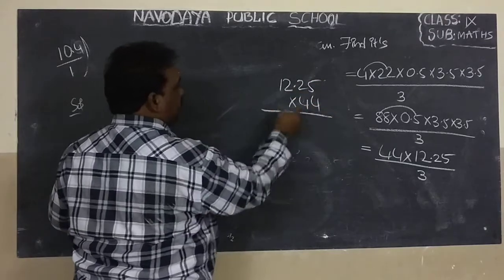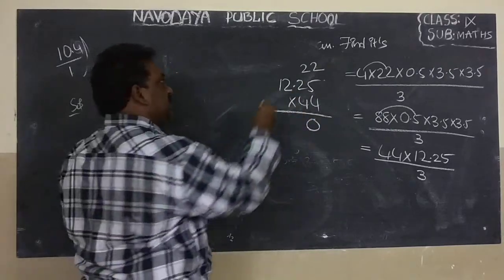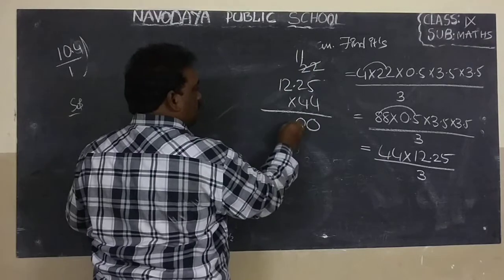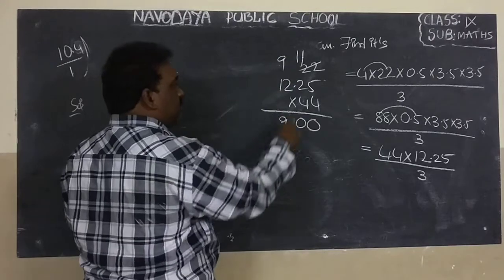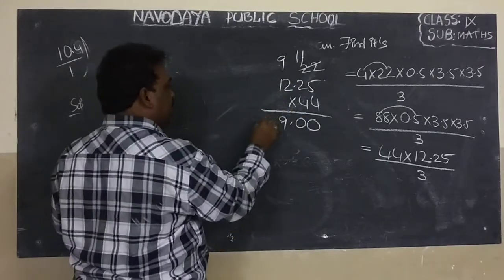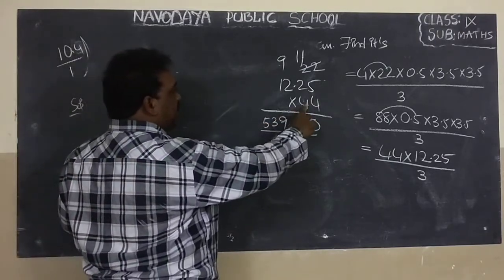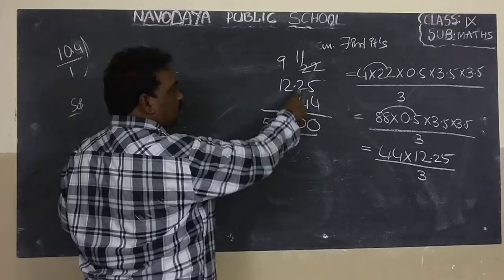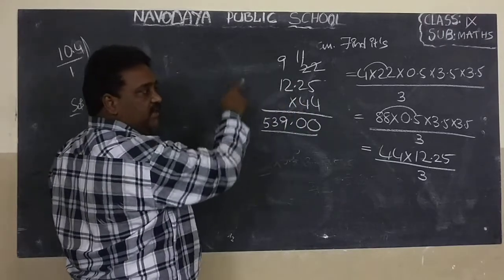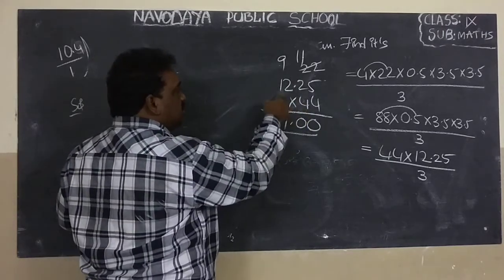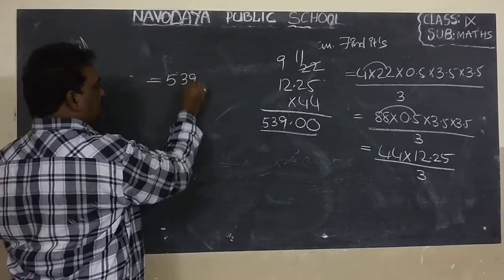How much? 44 5s are 220. 44 2s are 88 plus 22, 110. 44 2s are 88 plus 11, 99. 44 1s are 44 plus 9, 53. So we get 539 by 3.